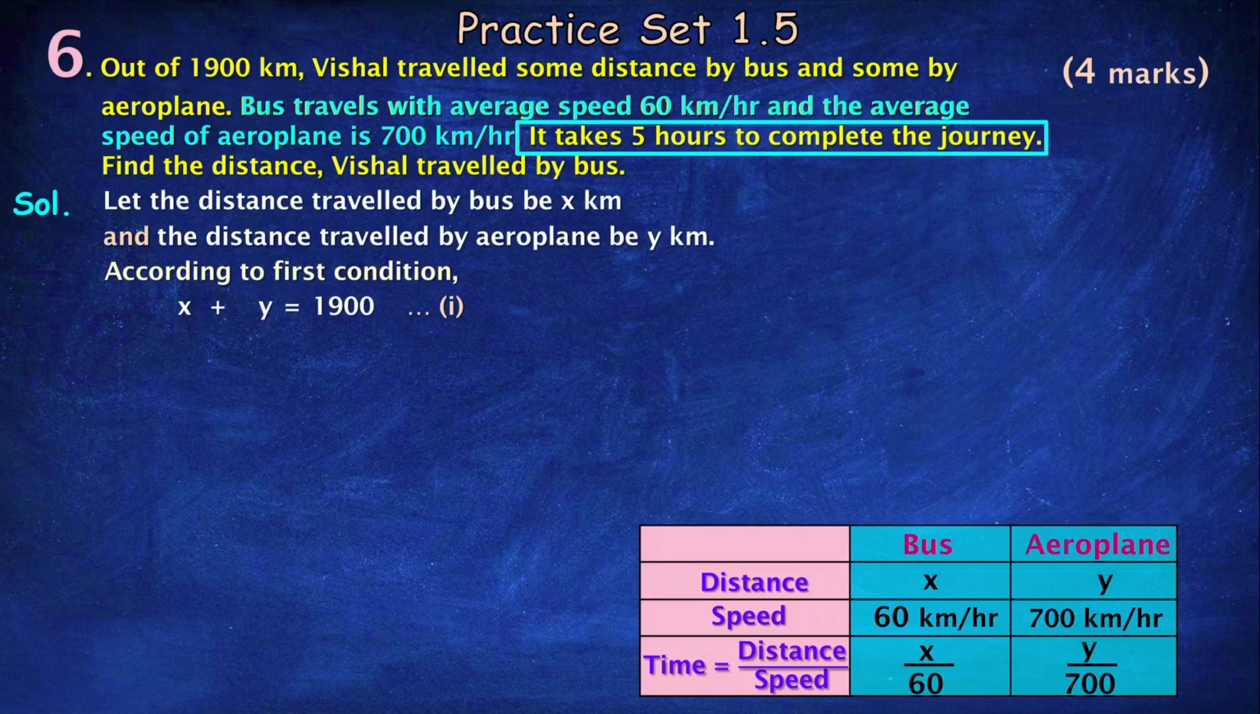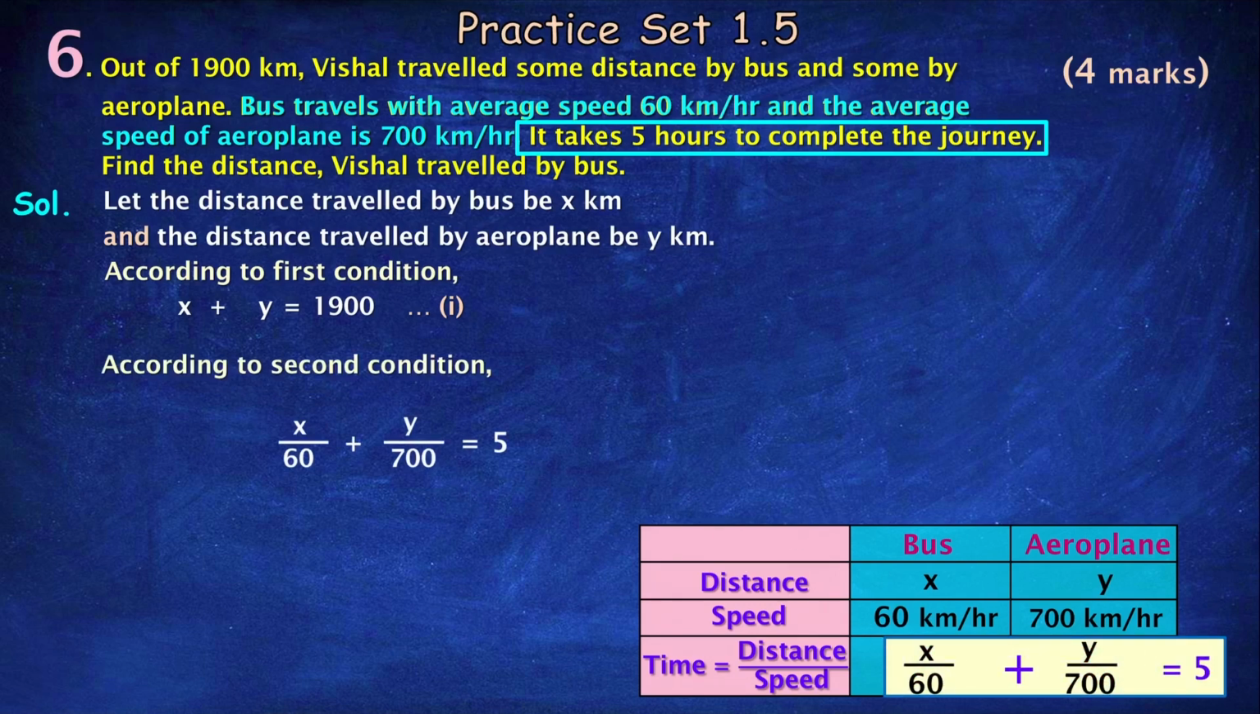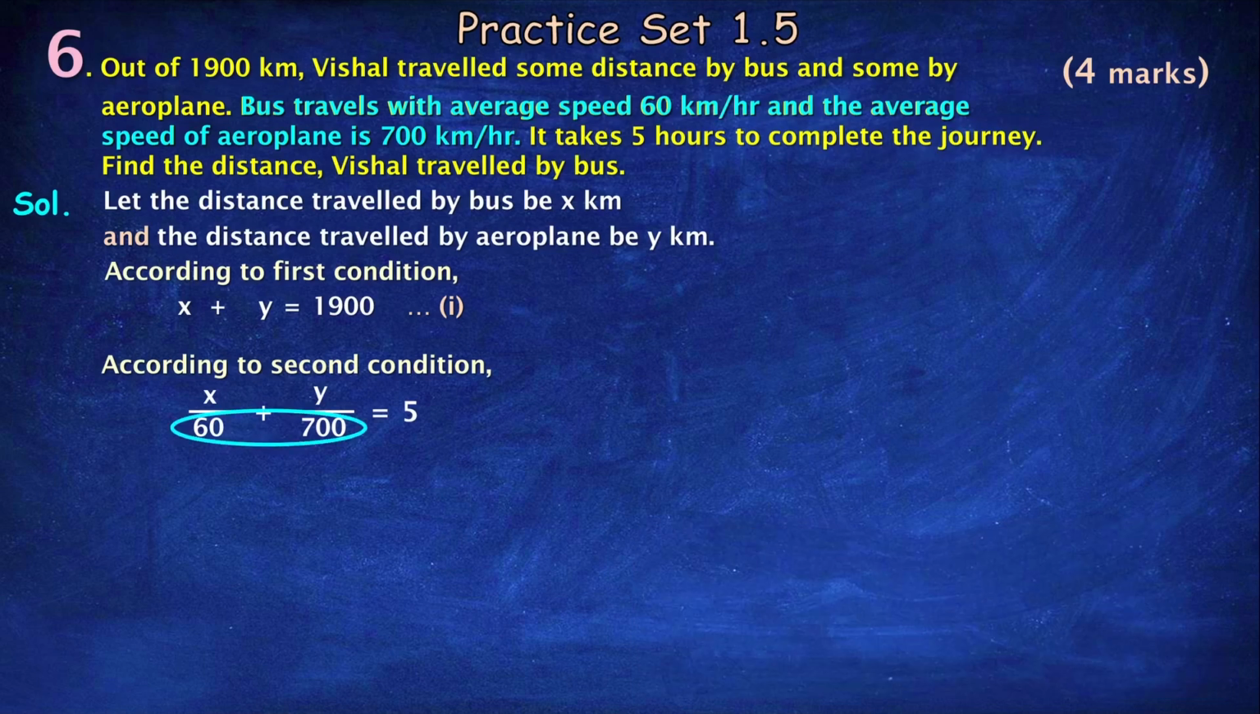Total time taken is 5 hours, and the total time is the time taken to travel by bus plus the time taken to travel by aeroplane. So total time is equal to 5. According to the second condition, I get this as an equation. Now these are my two equations. I will have to solve these two equations and get the exact value of x and y. How to solve them, we'll see in the next part.